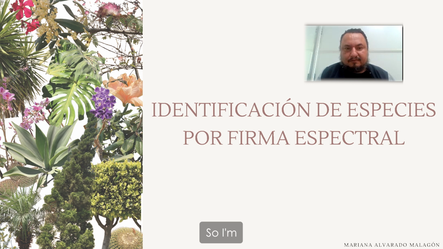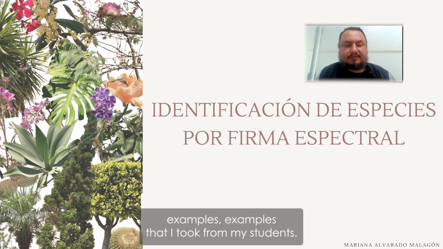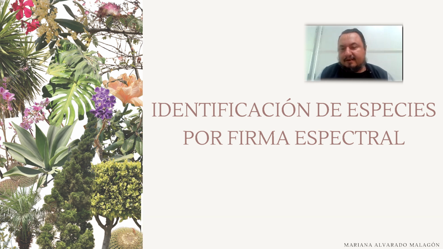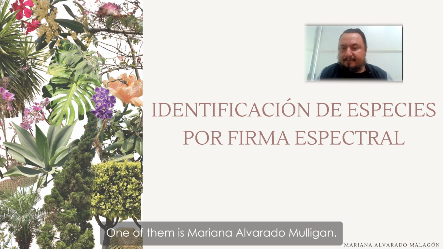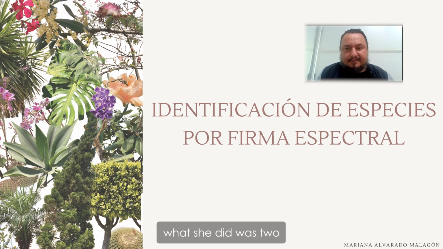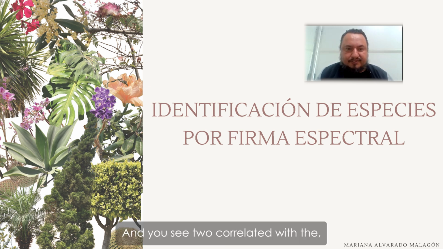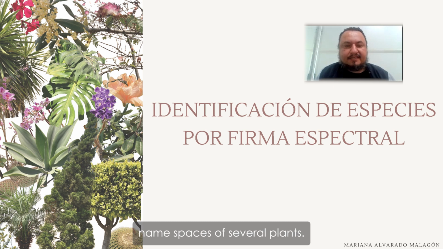So I'm gonna talk about the two examples that I took from my students. One of them is Mariana Alvarado Malagon. And what she did was to relate the spectral signature, taken from the Stella Q2 sensor, and use it to correlate it with the name species of several plants.